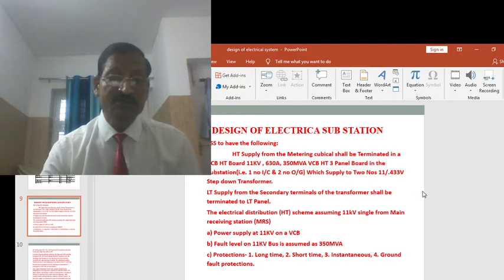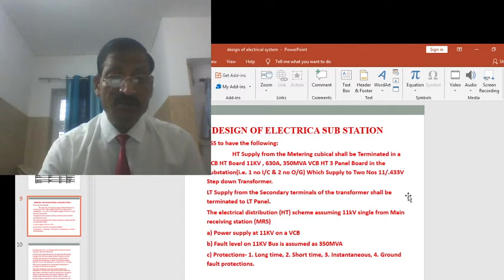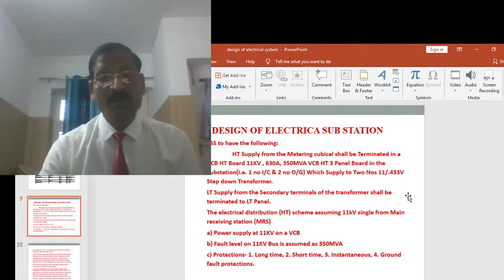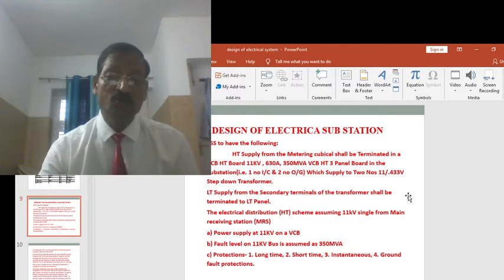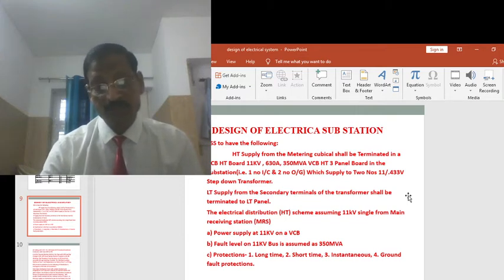Design of the electrical substation. The electrical substation is to have the following: HT supply from the metering cubicle shall be terminated in a VCB HT board, 11 kV, 630 ampere and 350 MVA, that is the fault level of the HT panel. The substation has 1 incomer and 2 numbers outgoing. The number of outgoing will depend upon the number of transformers. If there are 2 transformers, then there will be 2 outgoing, and if there are more, then more outgoing. So we have to design our HT panel likewise.